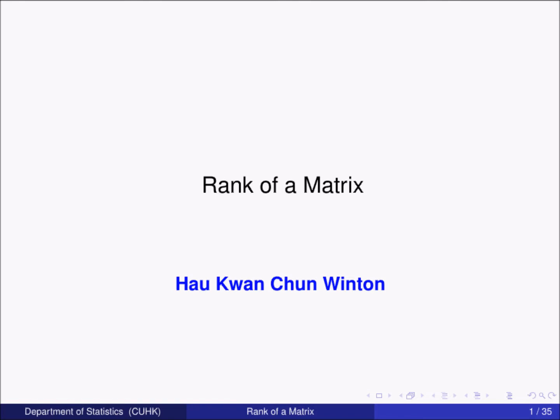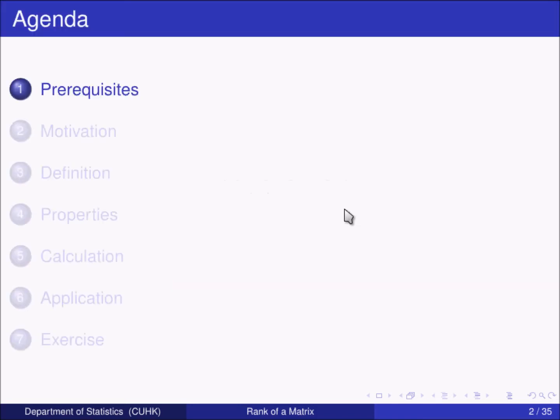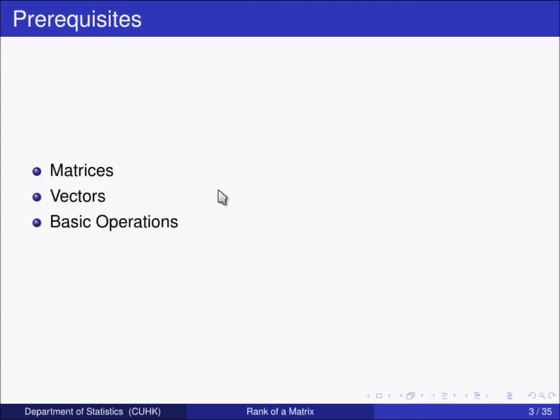Today we are going to discuss a basic concept in linear algebra, which is the rank of a matrix. Rank of a matrix can have many applications in mathematics and statistics, but before we go on, please make sure you understand what matrices and vectors are, as well as the basic operations. If not, I suggest you watch videos about these topics, and you are welcome to come back once you have the foundation.